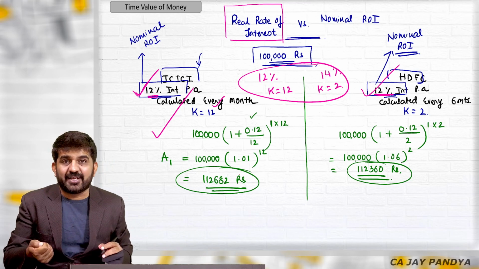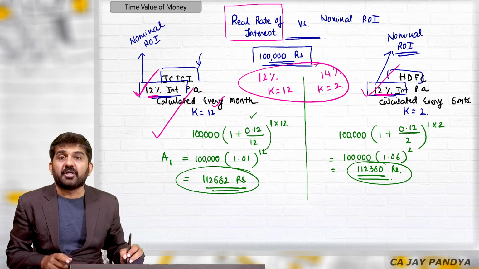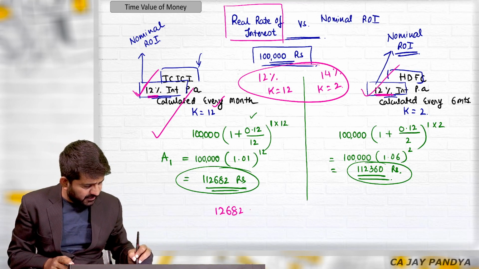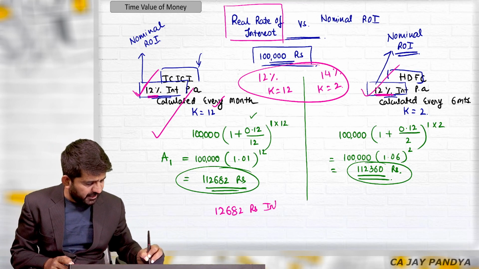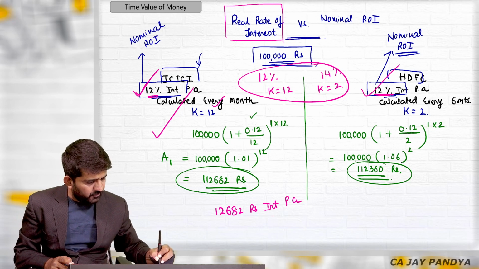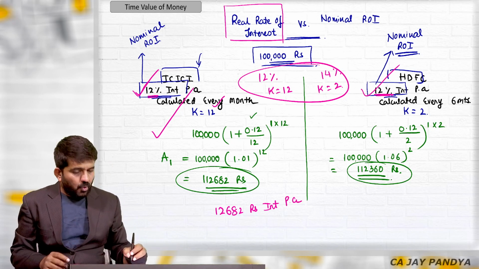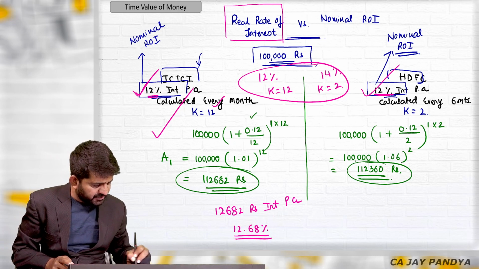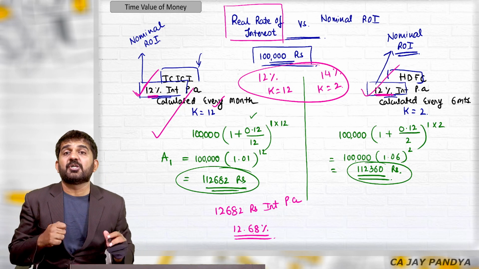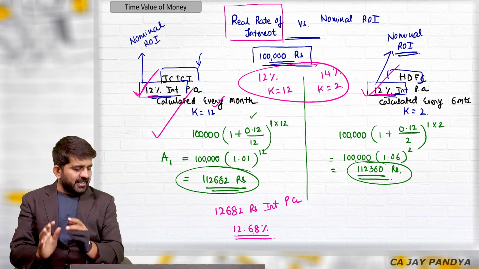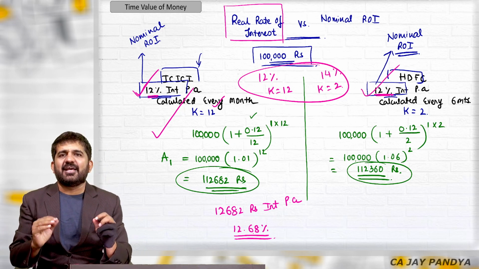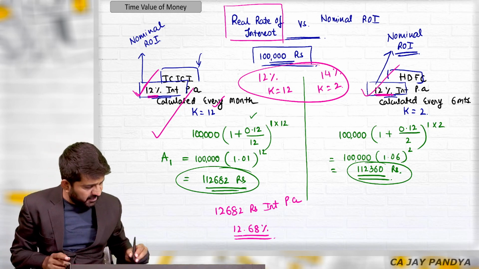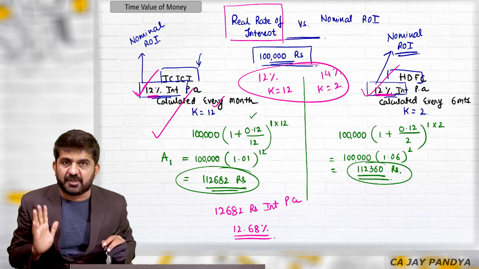Really what you are getting, try to understand what you are really getting over here. It is 12,682 rupees interest for 1 year on 1 lakh rupees. In percentage terms, if you are getting 12,682 rupees interest on 1 lakh rupees invested after 1 year, actually it is 12.68%.